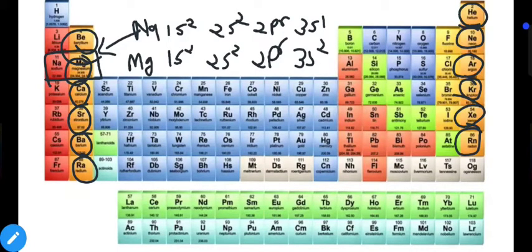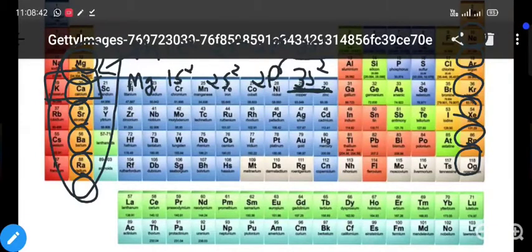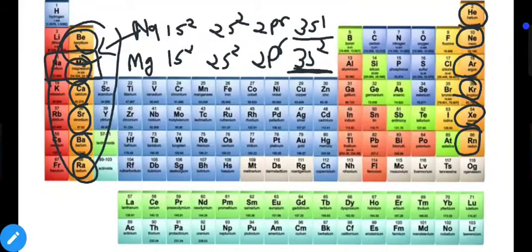So as we can see, the electronic configuration of sodium is unstable because it has a partially filled s orbital, whereas Mg contains a fully filled s orbital. If orbitals are fully filled, then they gain extra stability. So that's why all of the group 2 metals are comparatively more stable than group 1.